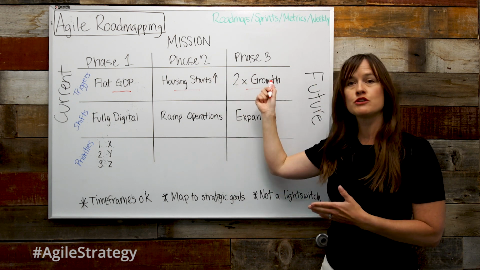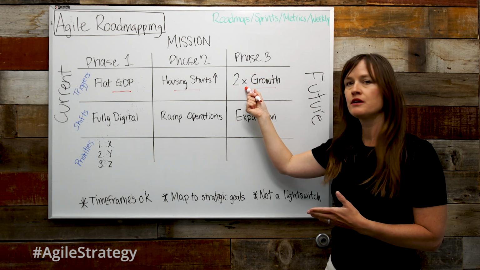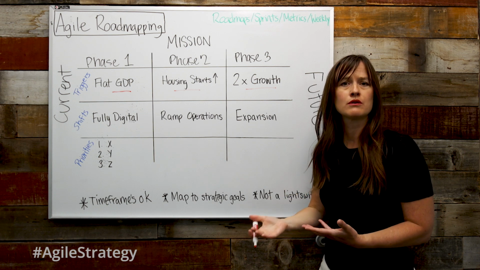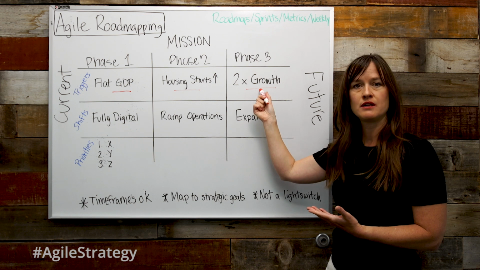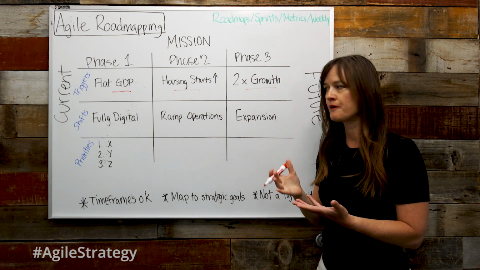And then maybe you're shifting into phase 3 when you've seen 2 consistent periods, maybe it's months or maybe it's quarters, depending on the pace of your business, of growth. Maybe that's when you're shifting into the next phase. So you can have a mixture of external and internal, it doesn't really matter.